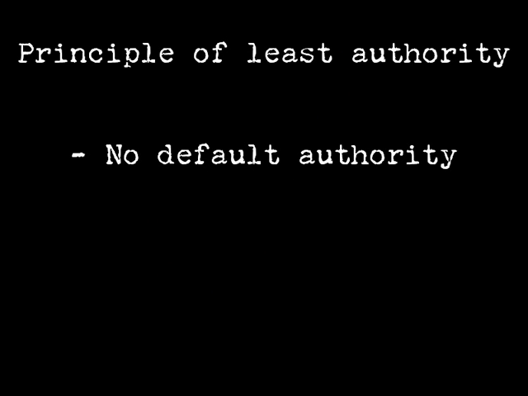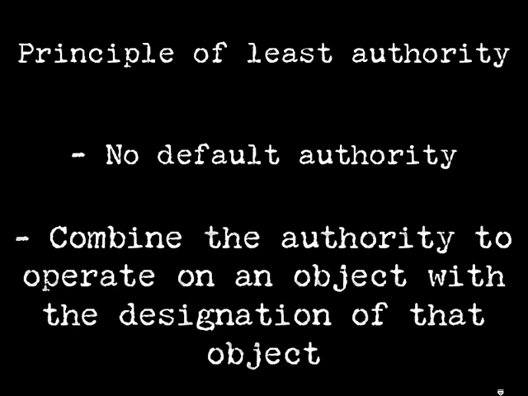How can we rewrite our systems with better respect for the principle of least authority? First, Notepad should start with no authority by default. The question then becomes, how does Notepad get some authority? The authority actually needs to do some work. The answer is to combine the authority to operate on an object with the designation of that object.